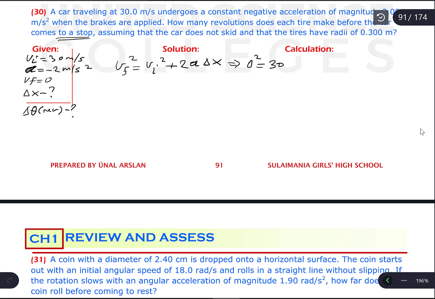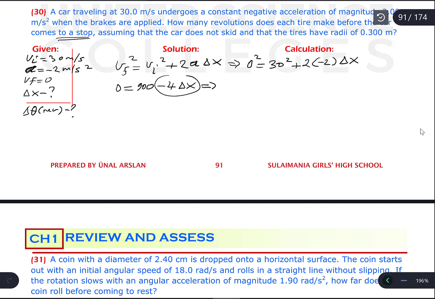Initial is 30 squared plus 2. Acceleration is negative 2 times delta x. So it's going to be, the square root of 0 is 0. Square root of 30 is 900. 2 times negative 2, negative 4. Negative 4 delta x.